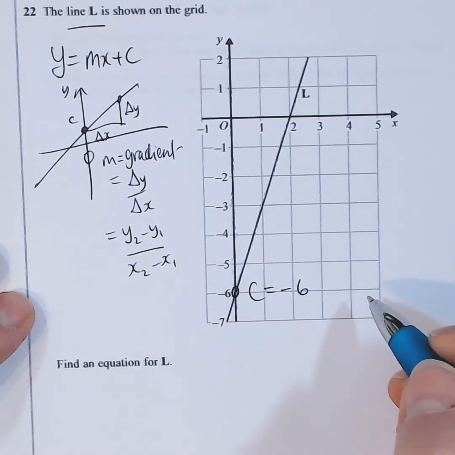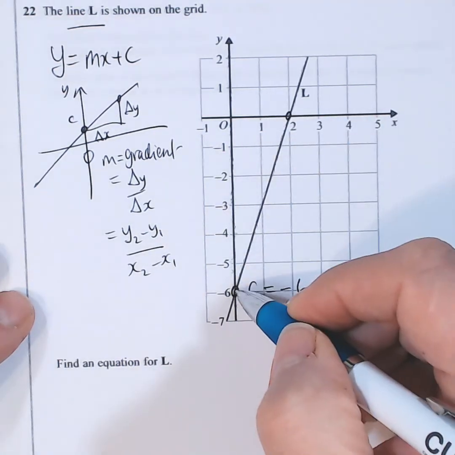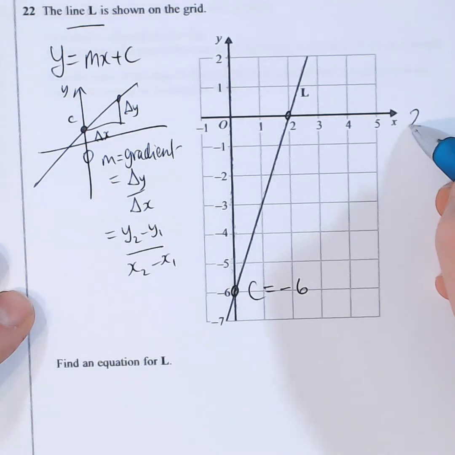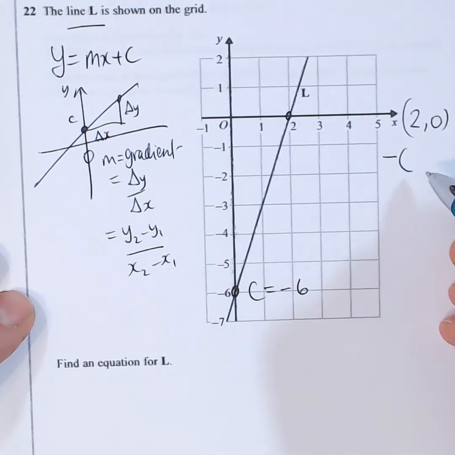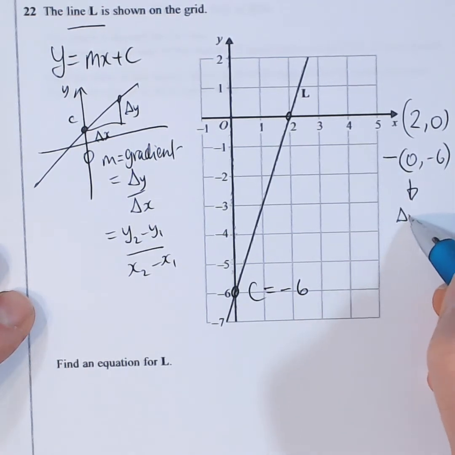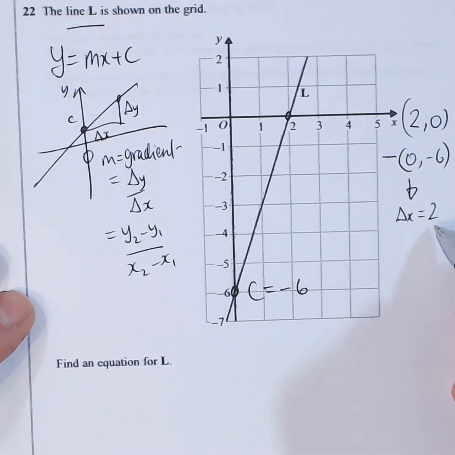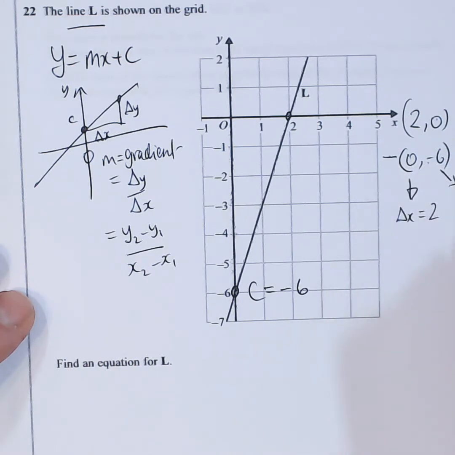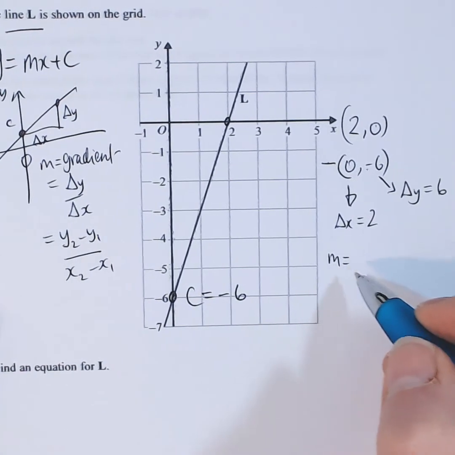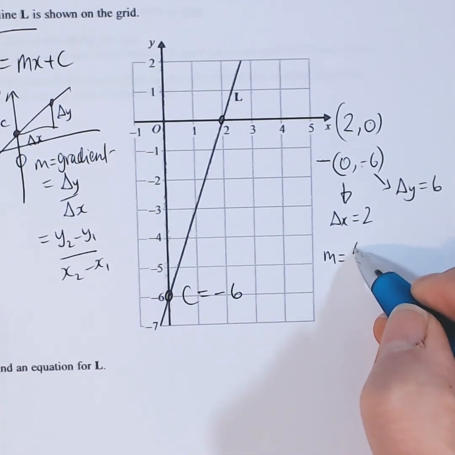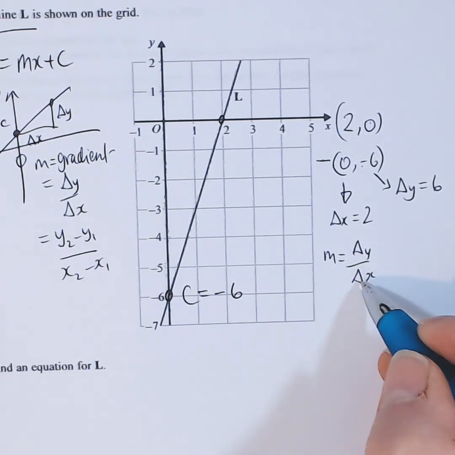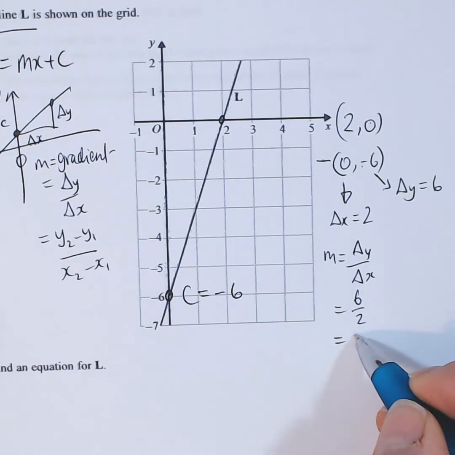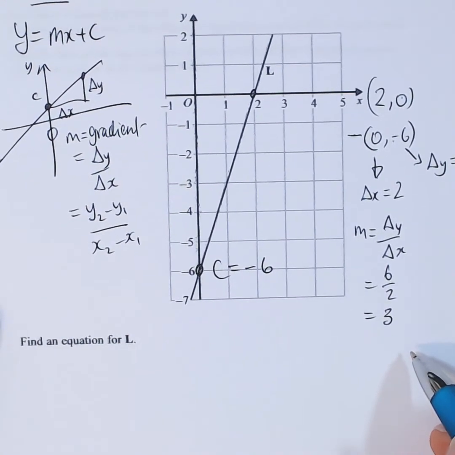be worth -6. And the gradient, well, I might as well choose these 2 coordinates, and we can see that this one has a coordinate of 2, 0, and we're going to be taking away this coordinate, which is 0, -6. This is going to give me my delta x, so 2 take away 0 is 2. This is going to give me my delta y, so 0 take away -6 is +6. So the gradient is equal to delta y over delta x, the change in y divided by the change in x, so that's 6 divided by 2, which is 3.